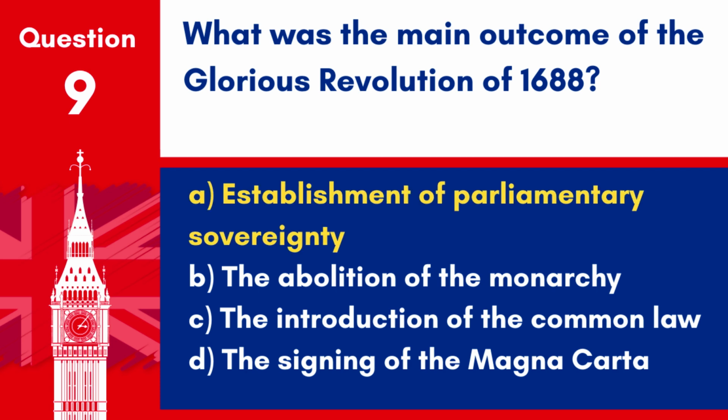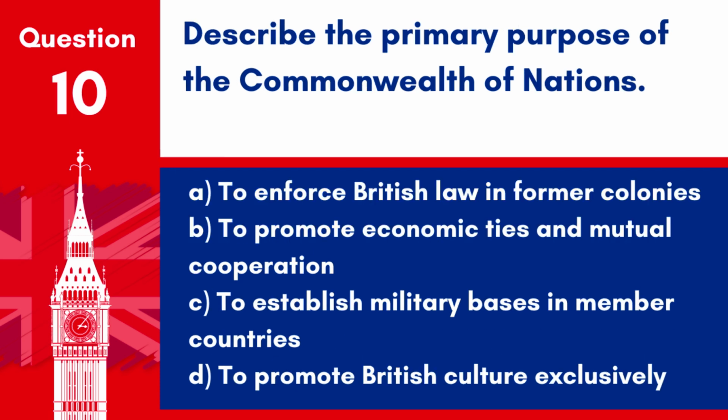Answer A. Establishment of parliamentary sovereignty. The Glorious Revolution of 1688 led to the establishment of parliamentary sovereignty, reinforcing the principle that the monarch could not rule without Parliament's consent.